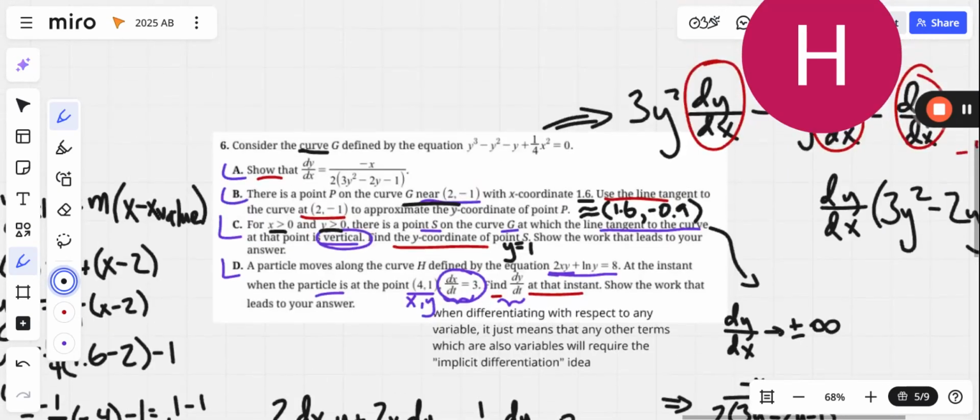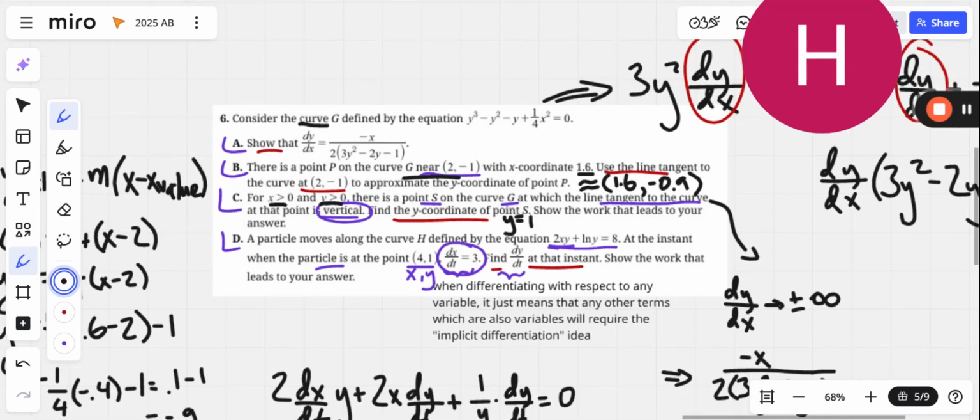And then very tricky wording. I don't like the wording on part B. In fact, I'll probably hit up the College Board and be like, yo, can you guys work on how you type some of these problems? Because these kids are working hard enough to do the math.